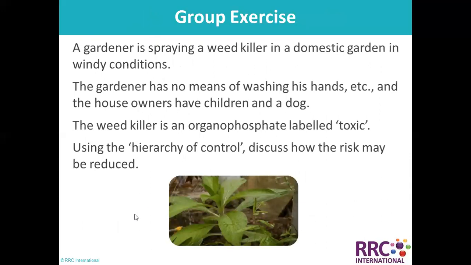Now, a group exercise. A gardener is spraying a weed killer in a domestic garden in windy conditions. The gardener has no means of washing his hands, and the house owners have children and a dog. The weed killer is an organophosphate, labeled toxic. Using the hierarchy of control, discuss how the risk may be reduced. Imagine this scenario: a gardener is spraying weed killer in a domestic garden, no washing station nearby, he can't wash his hands, the house owners have children and a dog, and the weed killer is labeled toxic, that is dangerous. So what hierarchy of control are you going to implement? Can you discuss in the chat box?